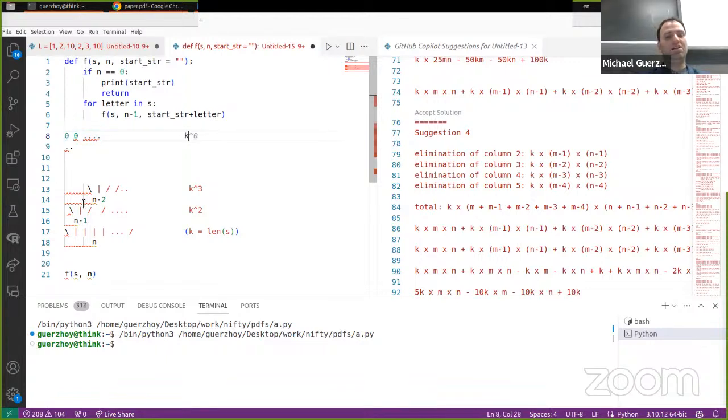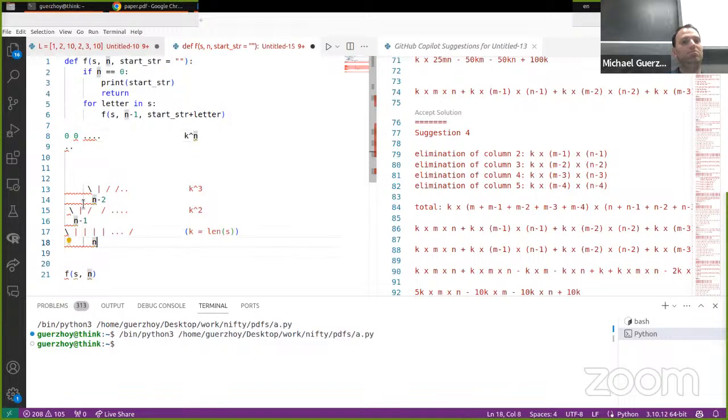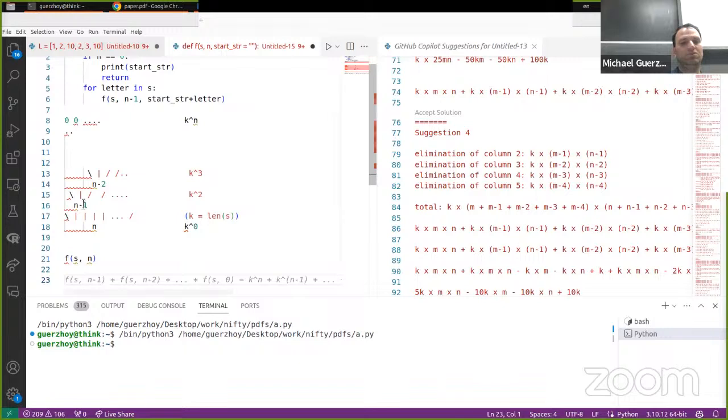So that would be k to the power of n, since you start from 0. So n plus 1 levels, starting from k to the 0. Each call here doesn't do any work, it just makes other calls, so each call takes constant time and we just need to count the calls. So how many? Well, k to the 0 plus k to the 1 plus up to k to the n.